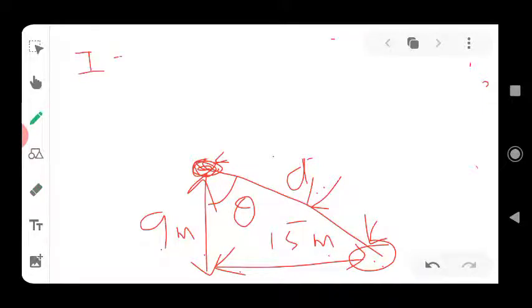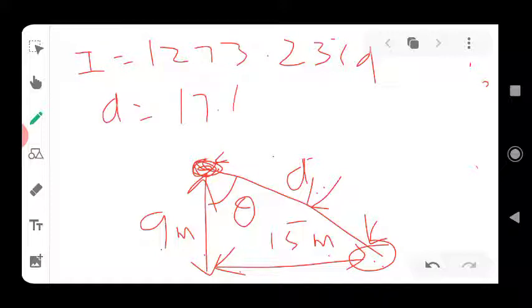I is 1273.23. That is candela. And we got D is equal to 17.49 meter. Okay, 17.49 meter we got. Next what do we have to do?